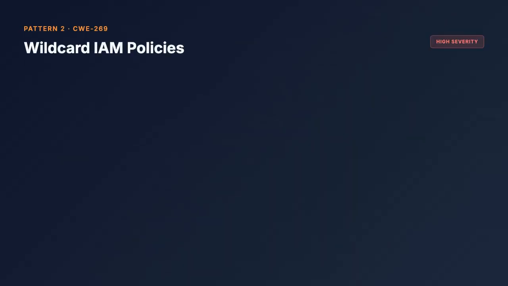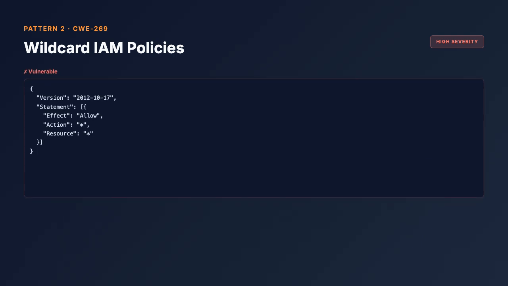Pattern 2, Wildcard IAM Policies. This is CWE 269, high severity. IAM, or Identity and Access Management, is the cloud permission system that controls what actions each service account can perform. On the left is what AI generates, an IAM policy with action star and resource star. This grants permission to do anything on any resource in the entire cloud account.